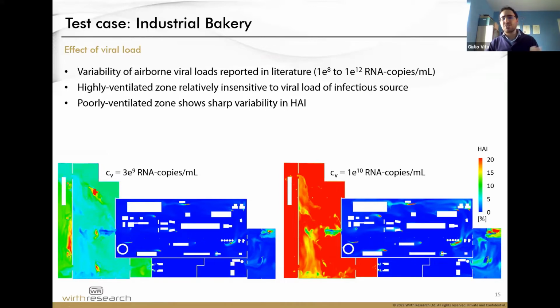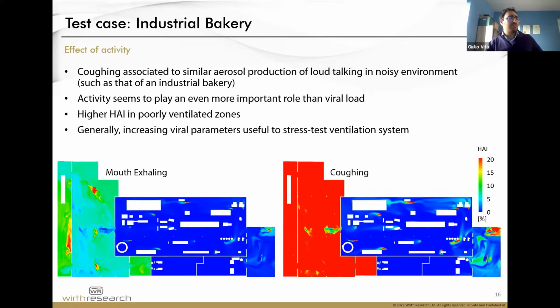And basically what we can conclude is that first, changing the viral loads has a massive impact on the poorly ventilated areas, whereas it has little effect on the ventilated places, which is an extremely important result because it basically says how resilient your system is to the random nature of a contagion, of a contamination.